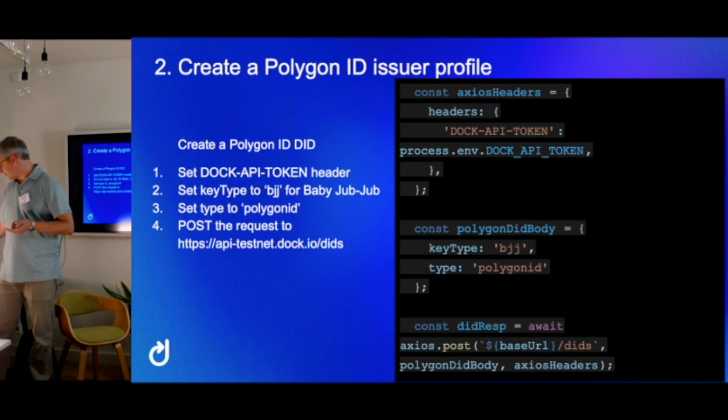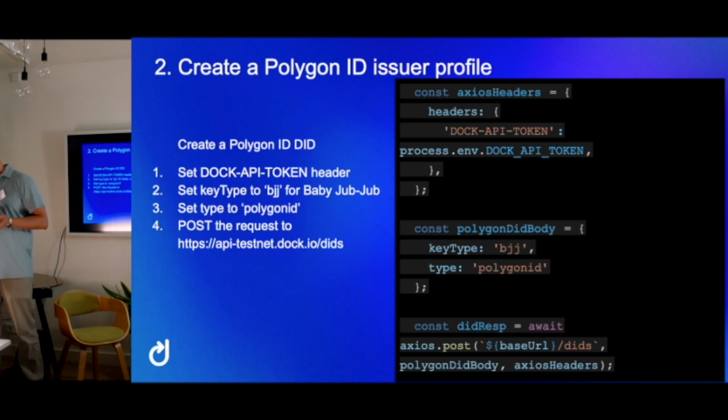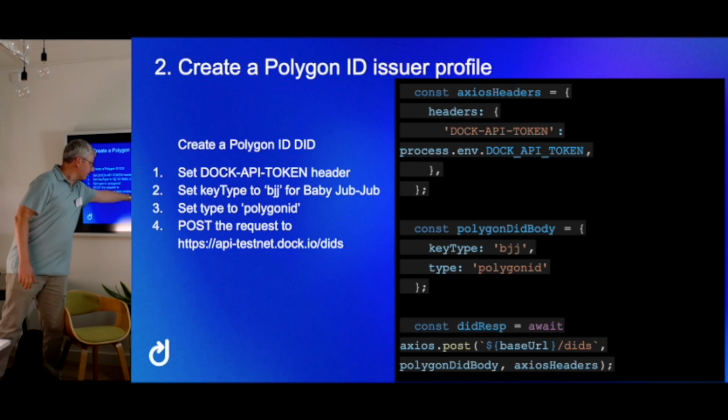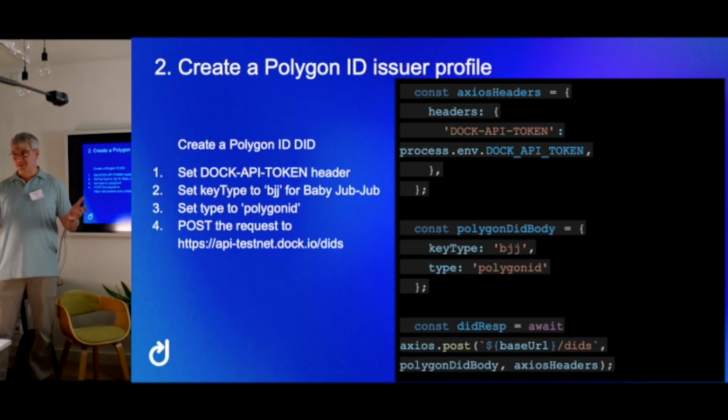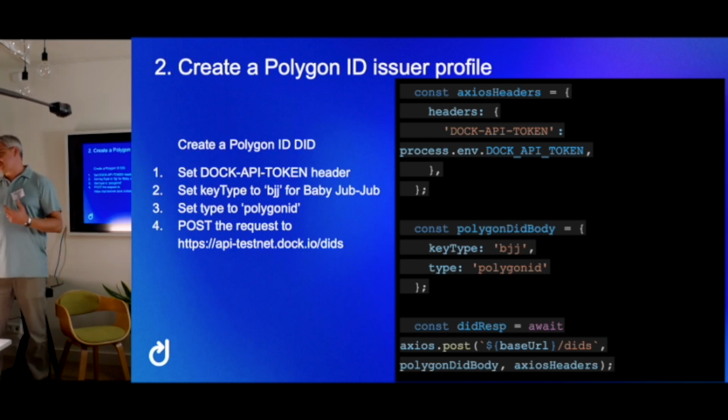So we've got this create DID method endpoint here, which is really, really basic. All you really need is this body right here. So it's baby jub is the key type, and we identify it as Polygon ID because we also have other DID support. So just make sure which one you're doing. You send that in, you get a DID back. Simple as that. Really straightforward. So that's creating the Polygon DID.